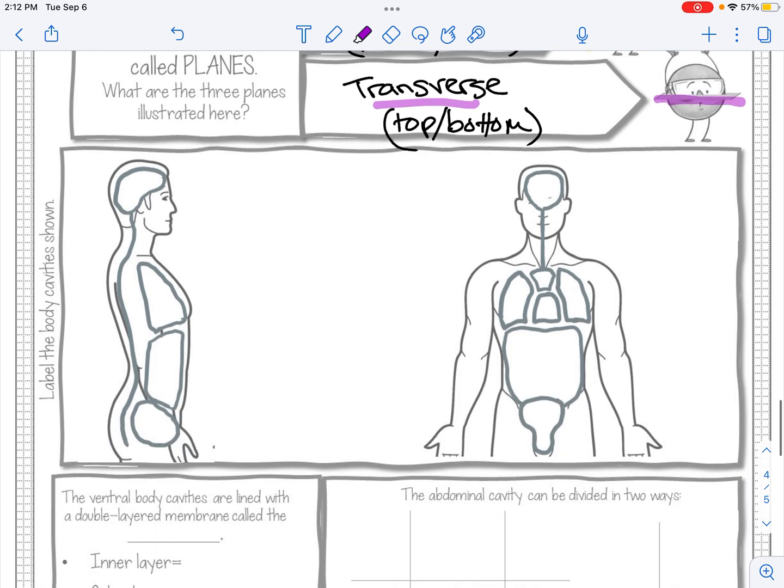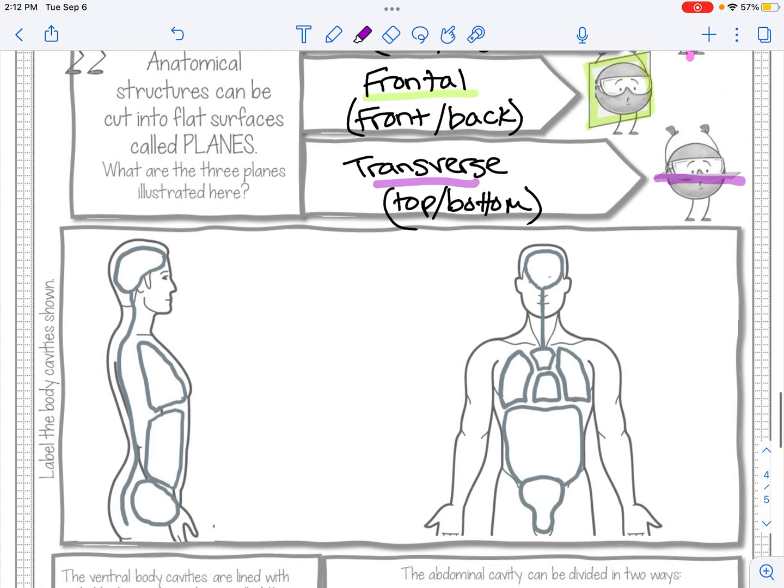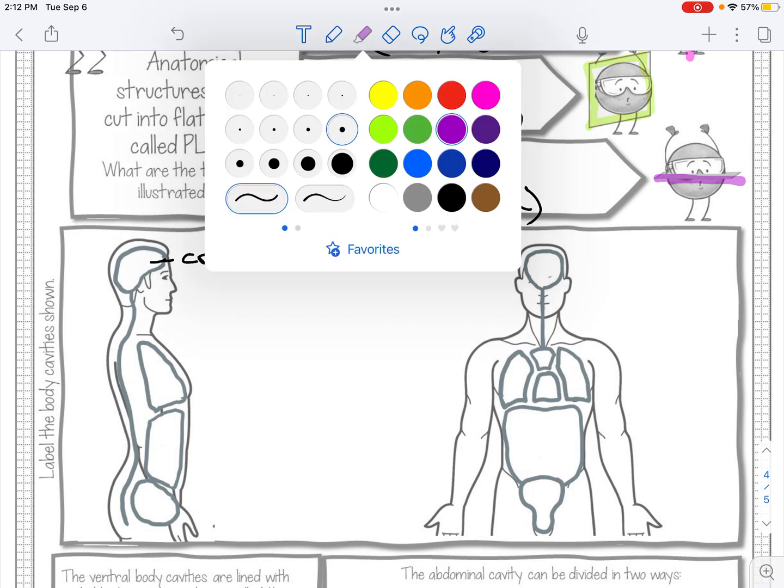Now for the cavities. So we have a guy on the side and a guy from the front. I'm not necessarily going to write words for both, but I will color them both the same way so you guys can see which one is which on both. In the head, that's the cranial cavity. The brain.